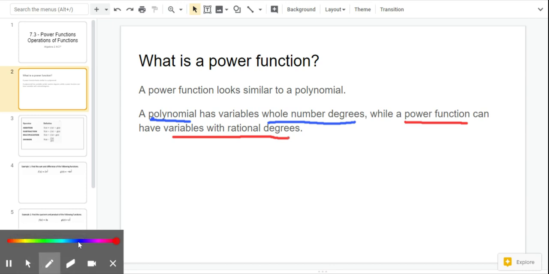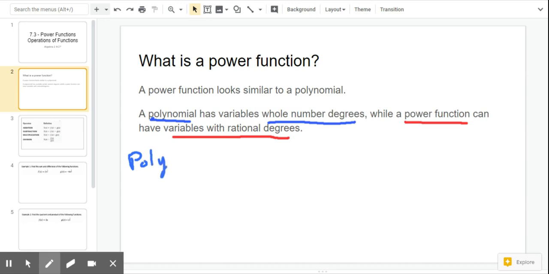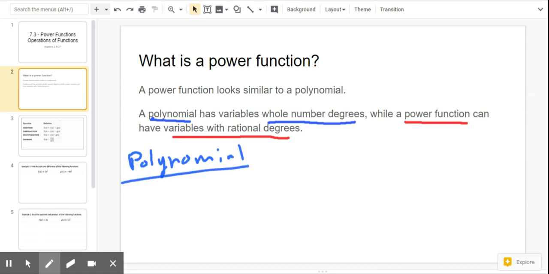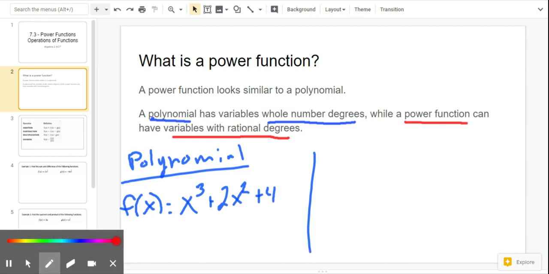So let's do an example of each just so we can see the difference. Polynomial, here we go. We've been working with these for a while. Let's call this a function of x since we're dealing with functions in this section. So f of x, let's do x cubed plus 2x squared plus 4. That's a polynomial. Now let's look at a power function.